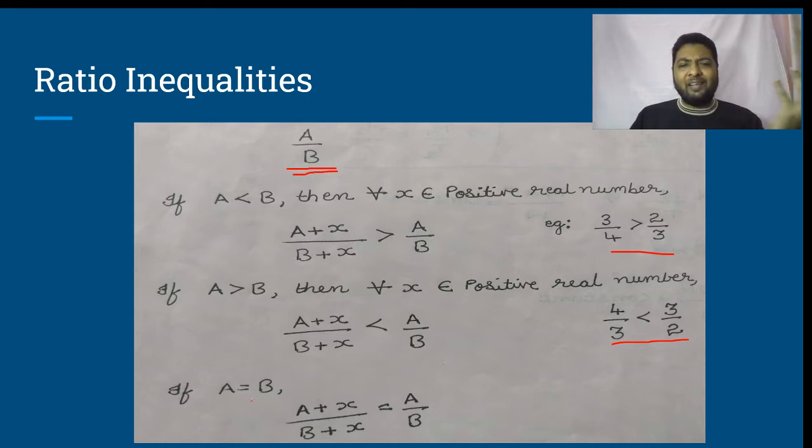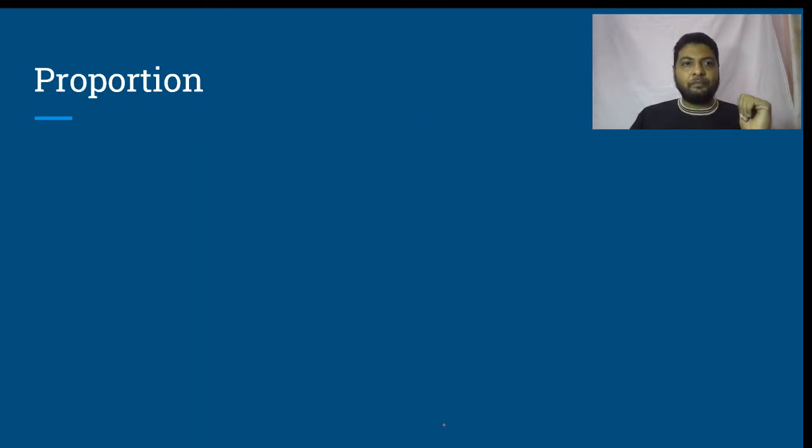On the other hand, if A is equal to B, then when you add a constant to both numerator and denominator, the fraction remains the same, where numerator is equal to denominator. Fine. Now let us proceed.